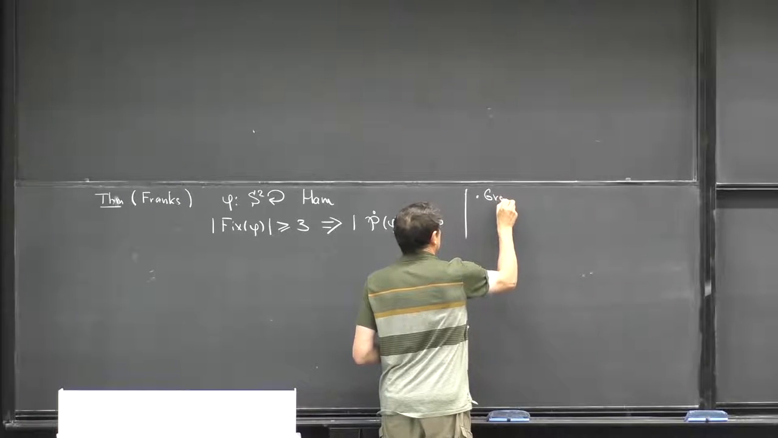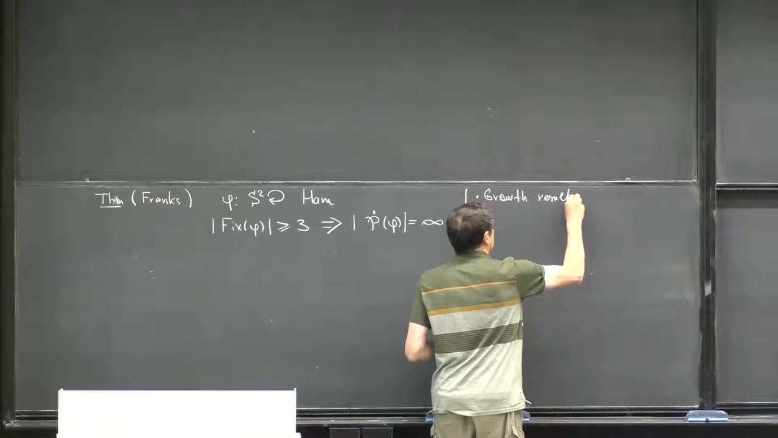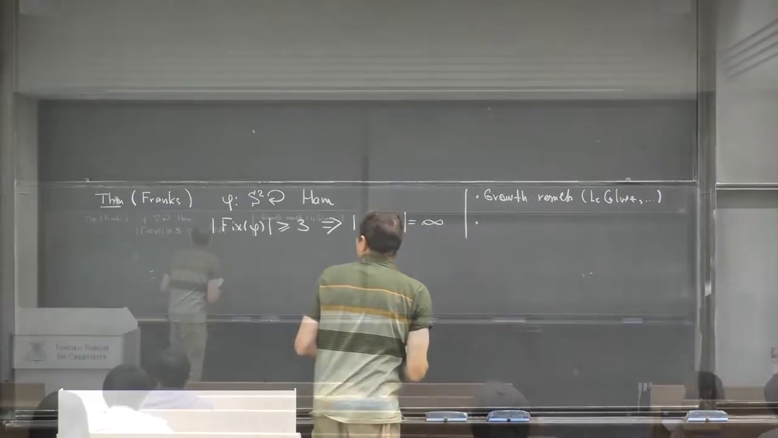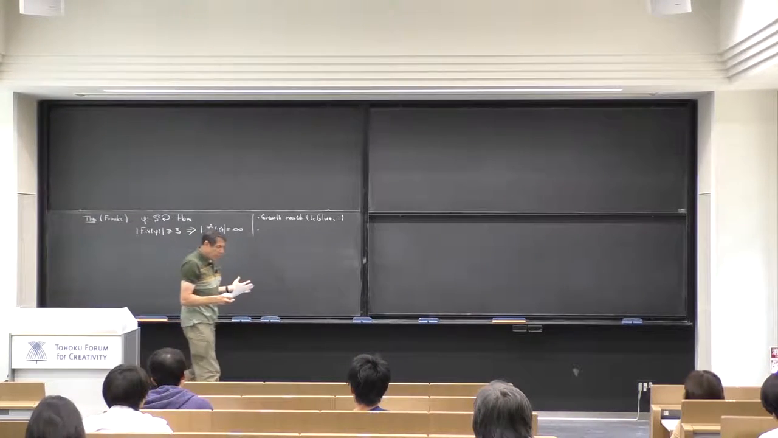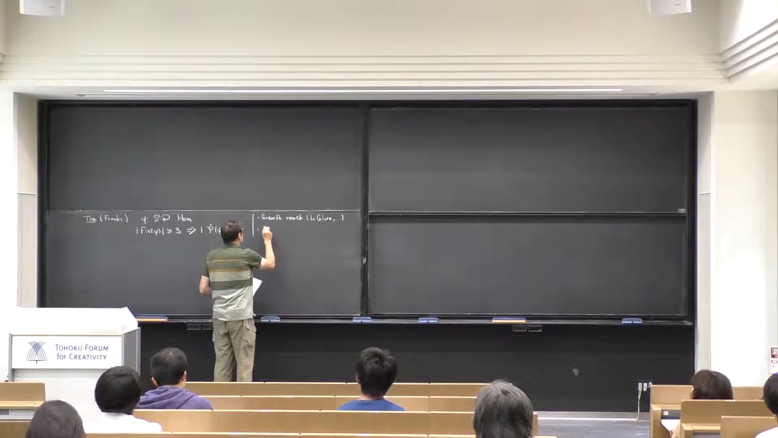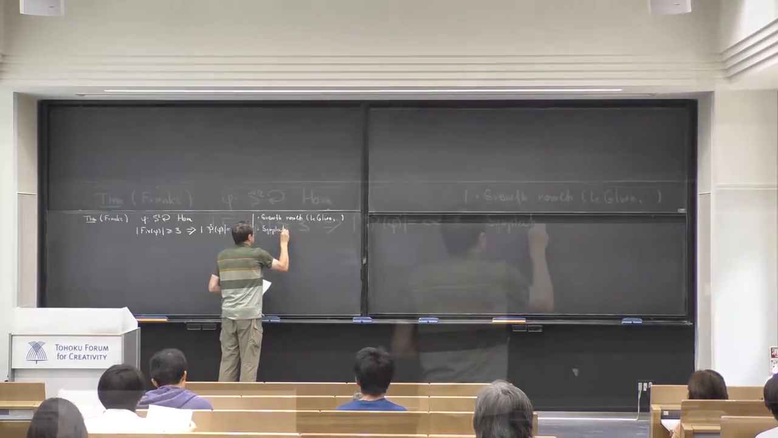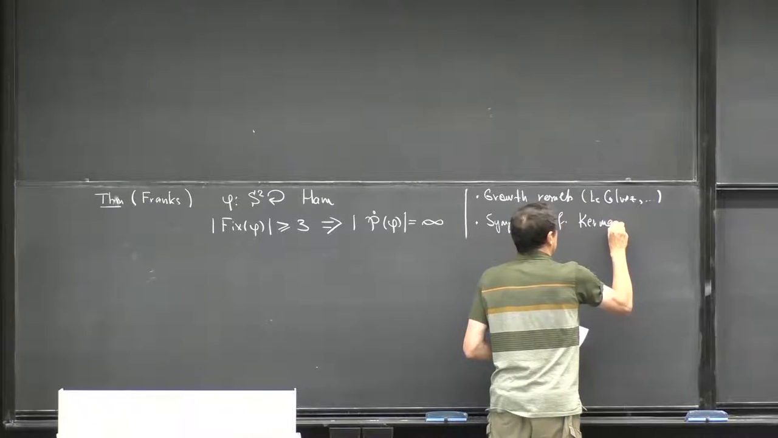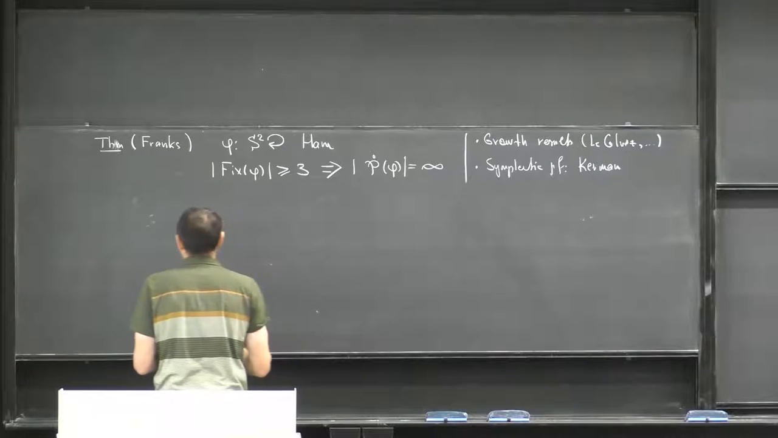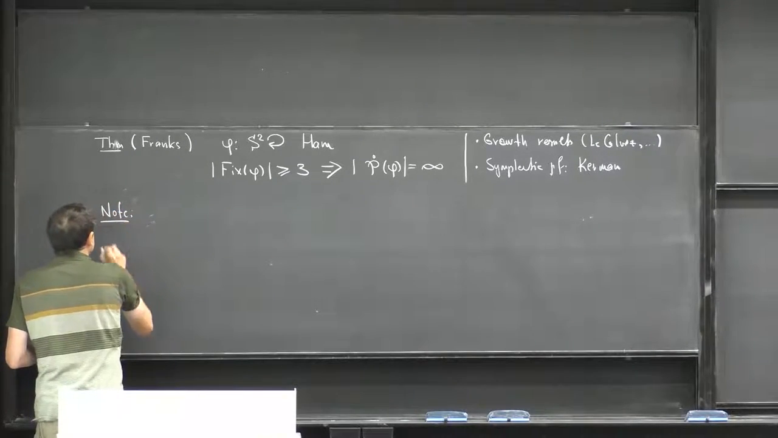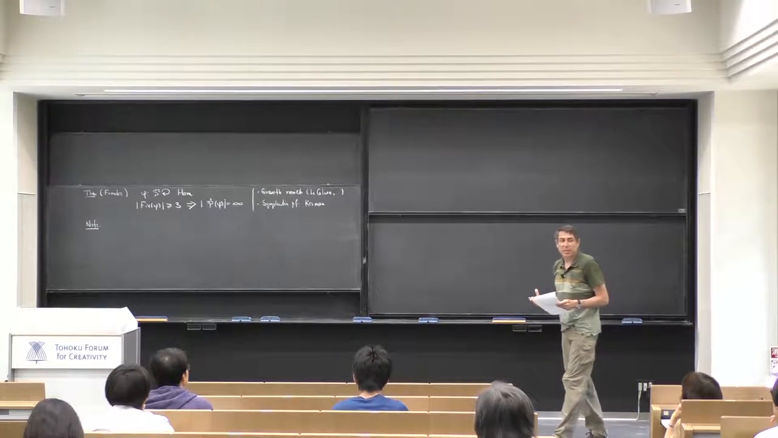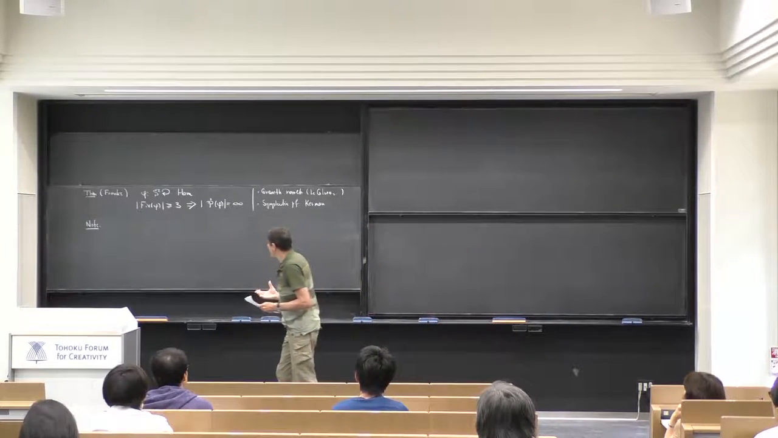There are also gross results by local Bass and others. And while the original proof was purely low dimensional dynamics, recently, a few years ago, there was a purely symplectic proof by Kerman. Unfortunately, Kerman's proof is also low dimensional. It's a beautiful argument, but low dimensional. Now, this theorem is extremely important. For instance, it is one of the key steps in proving that any Riemannian metric on S2 has infinitely many closed geodesics.